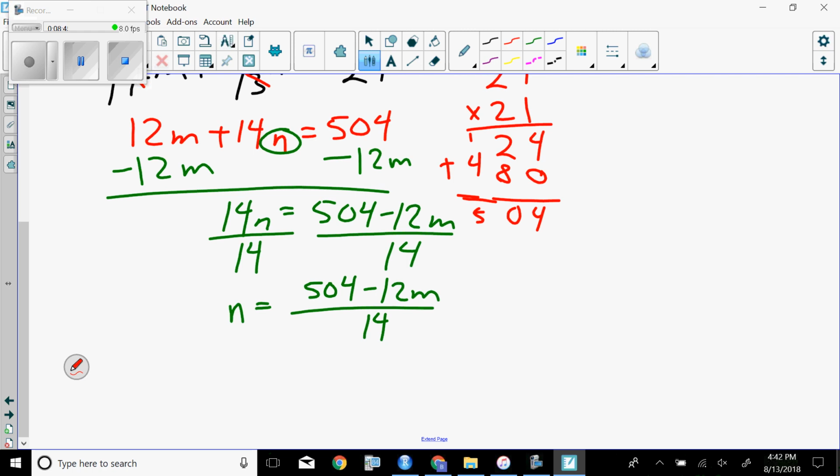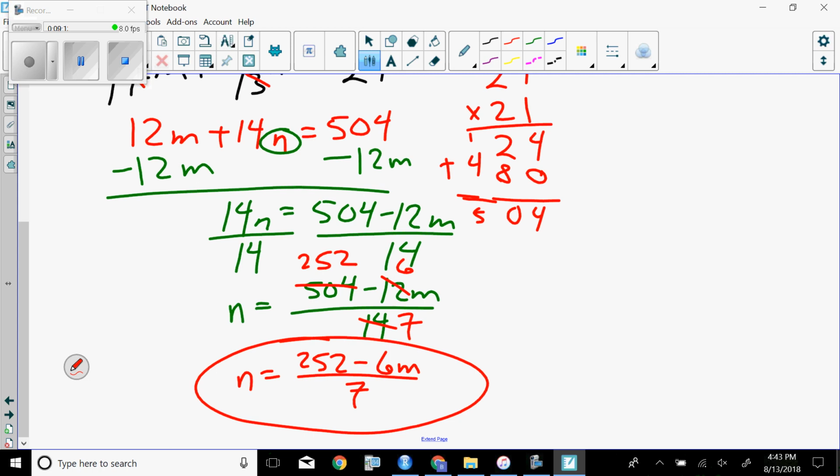Well, 2 would go into 504, what, 252 times? 2 goes into 12 6 times and into 14 7 times. So that would leave me with n equals 252 minus 6m divided by 7. Does 7 and 6 share anything? No? Okay, then it doesn't even matter if 7 would go into 252 because I'm stuck right here. And there I have another literal equation.